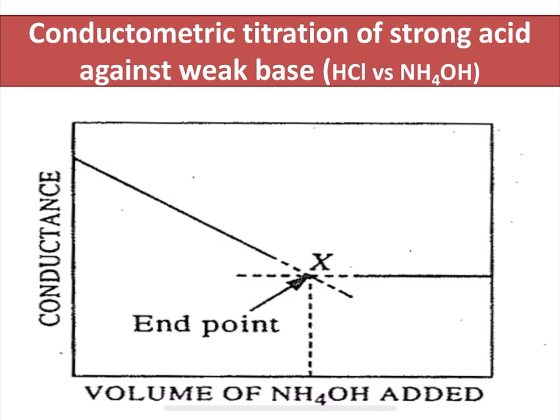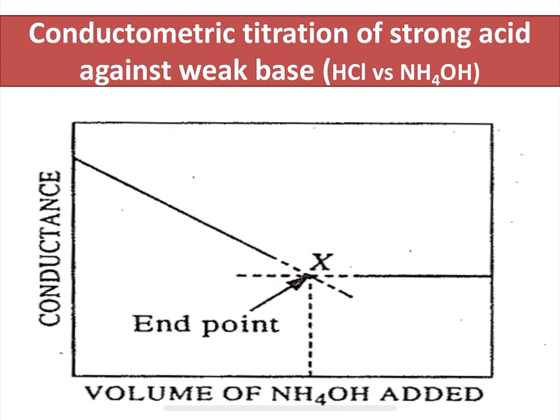During the titration, the conductance of the solution is going to decrease. That is why we observe a straight line in decreasing order. Until the equivalence point, as the fast moving H plus ions are replaced by slow moving NH4 plus ions, we get a decrease in the conductance.